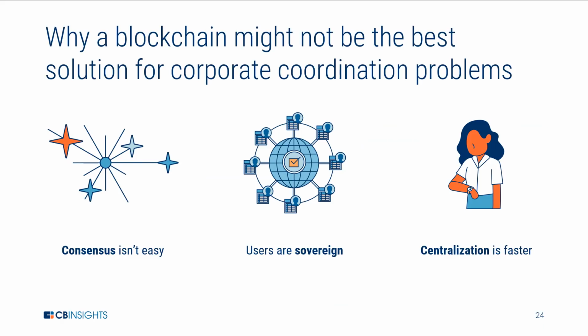And just to more directly answer the question about why a public blockchain, as opposed to an administered DLT, might not be a good fit for business, well, first of all, getting untrusted parties to come to agreement, as Angus just mentioned in the previous slide, is not easy. And coming to consensus on the state of the database, or even just on the rules of the database, is really difficult. Second, users are sovereign.